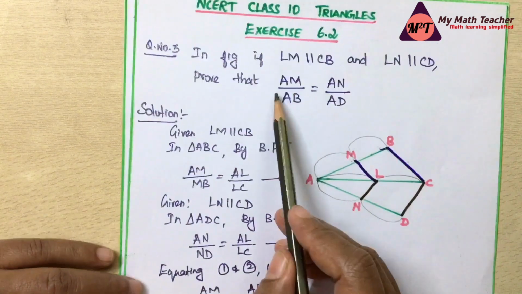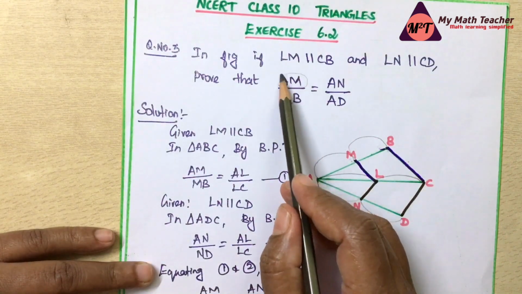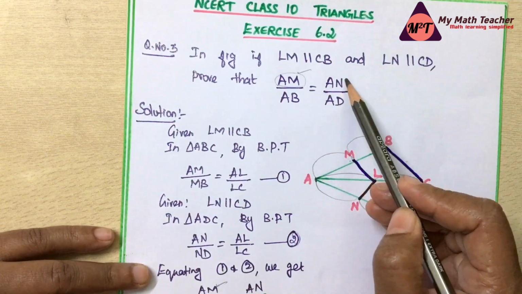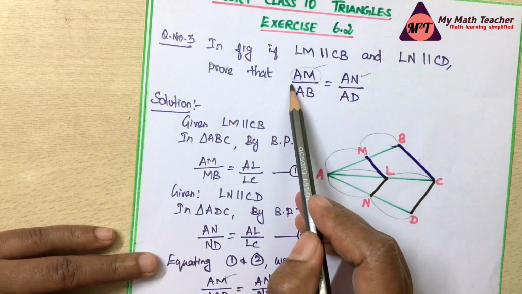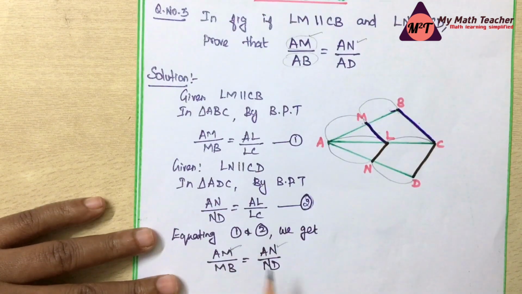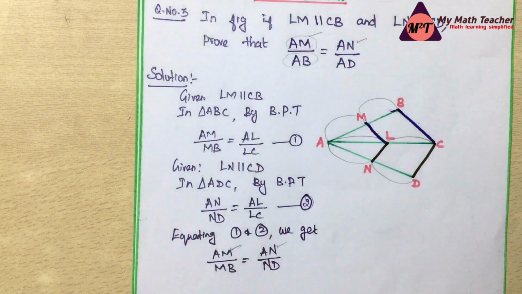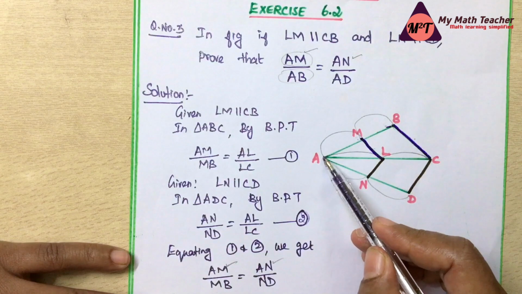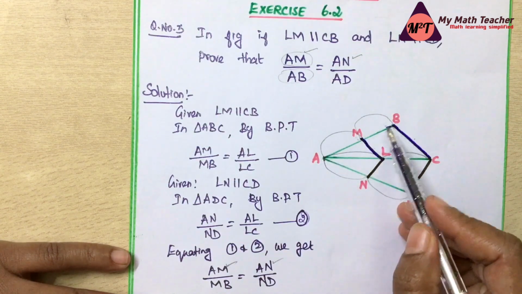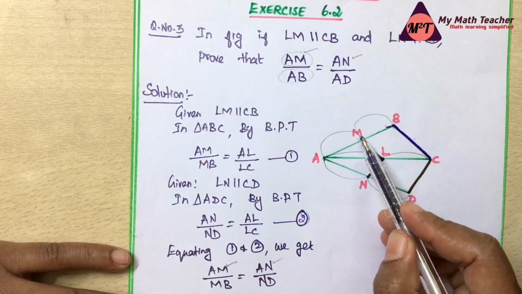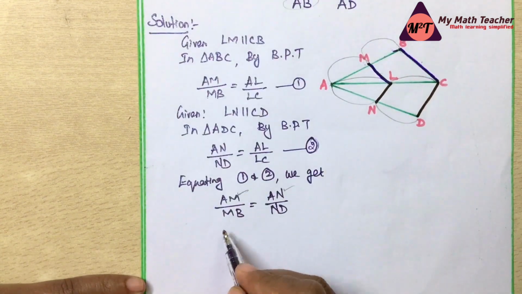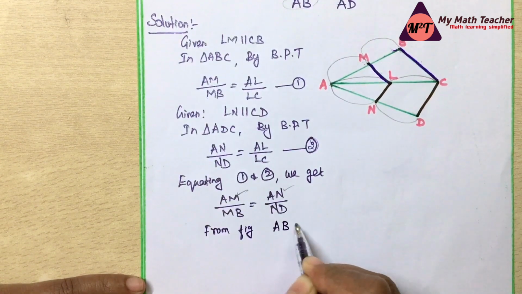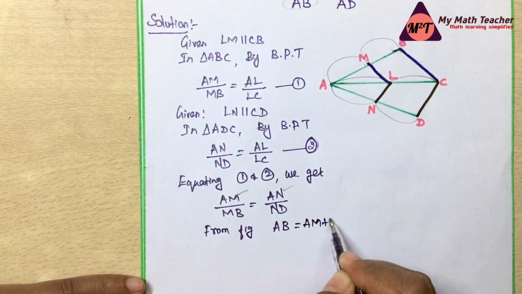Now you can see the proof is AM divided by AB. So we have got the numerator as same on both sides, whereas the denominator is different. So now we have to change the denominator. In the denominator we have to bring AB here. So we can see from this line segment, from the figure, AB is equal to AM plus MB.